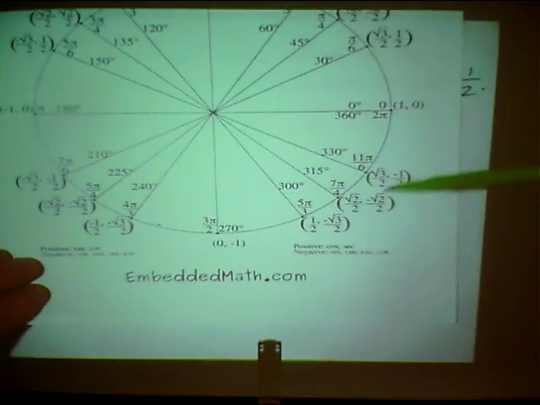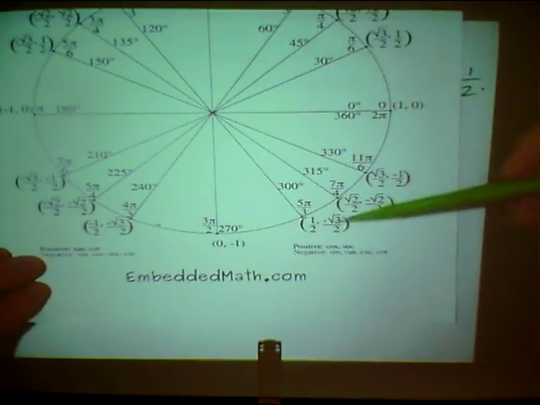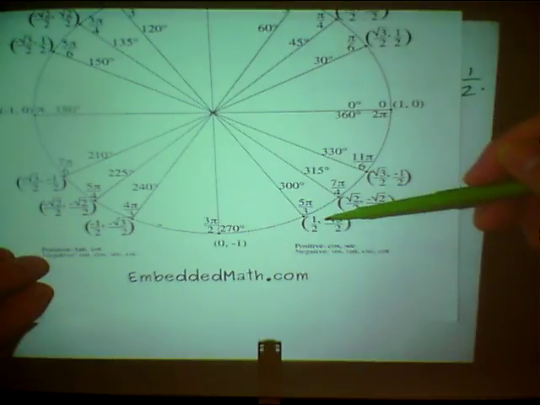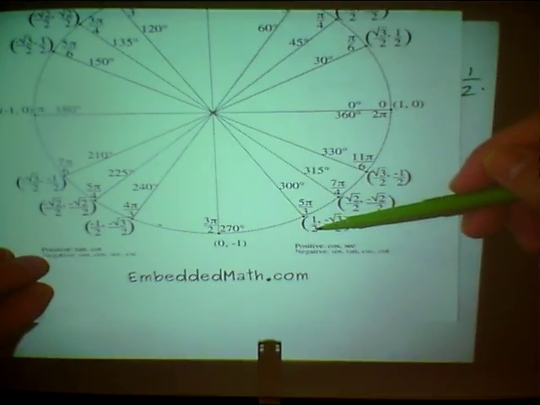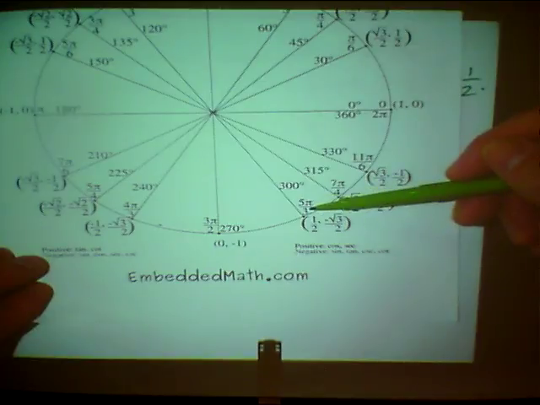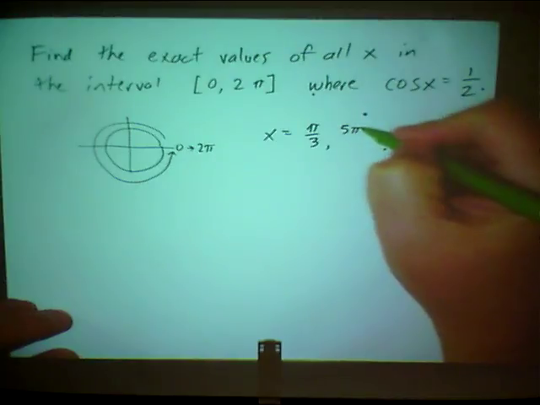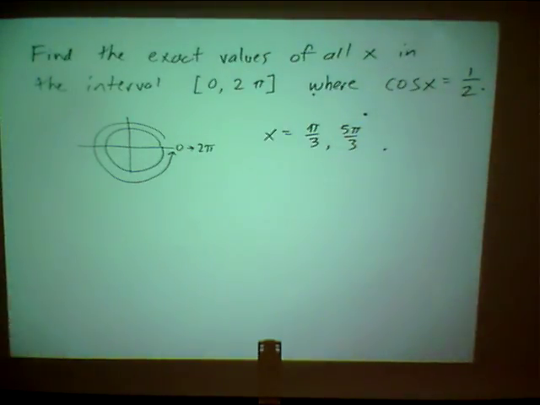So now I'm going to go to my points in the fourth quadrant and see if one of them, if the value of x is 1/2. So I check here right away. This first point in my fourth quadrant, x is 1/2, which means the cosine is 1/2, and that's at 5 pi over 3. So as it turns out, there are two angles, 2 points between 0 and 2 pi that give me a cosine of 1/2. pi over 3 and 5 pi over 3.